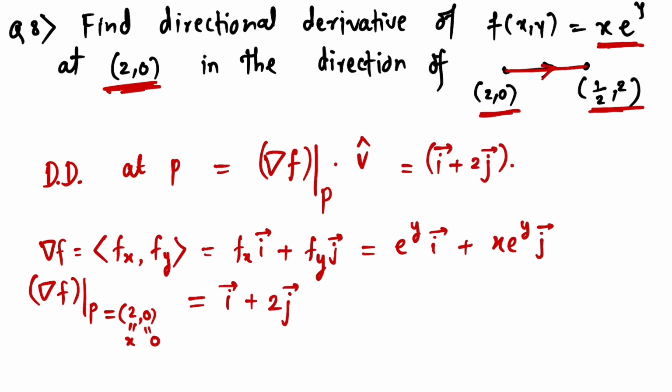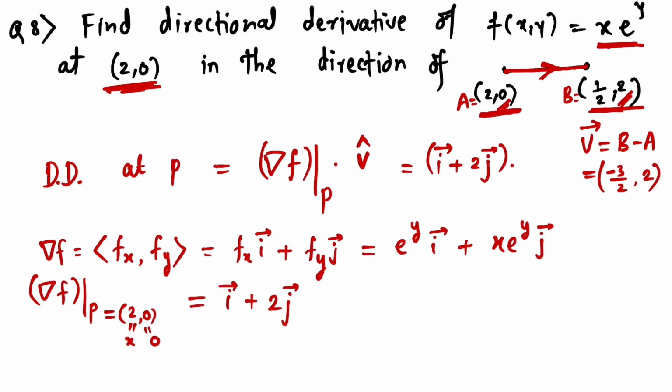Now what about the unit vector v cap? Here the direction is a vector which is a line joining (2, 0) and (1/2, 2). Let me call this point as A and this as B. So the vector v is just equal to B minus A, and just take this subtraction: 1/2 minus 2 is minus 3/2, then 2 minus 0 is just 2. So we have this vector v.